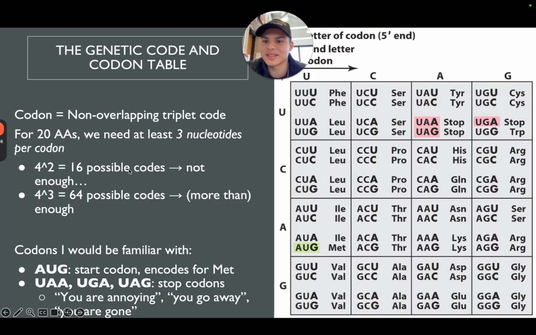And before I get into it, a codon is a non-overlapping triplet code. So it's any combination of bases, but it's just three, units of three essentially. So this could be an ACU, it could be any of these. So that's what a codon is.